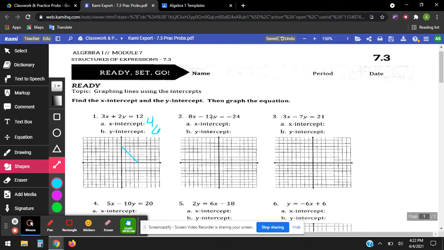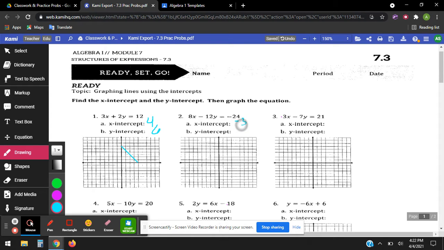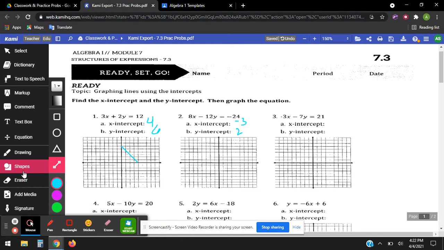Okay, so y is 0. Then 8 times negative 3 gives me negative 24. X is 0. Negative 12 times 2 is negative 24. So now I'm going to go from negative 3 on the y to a positive 2 on the x. There we go.